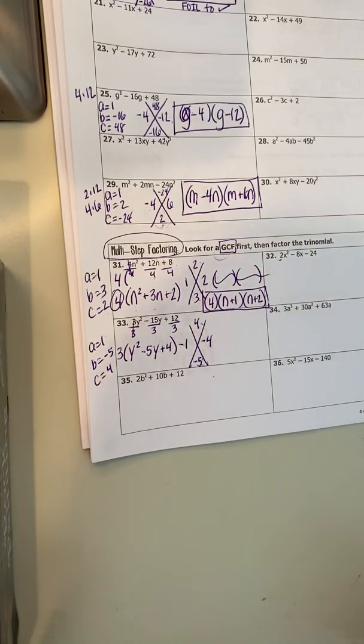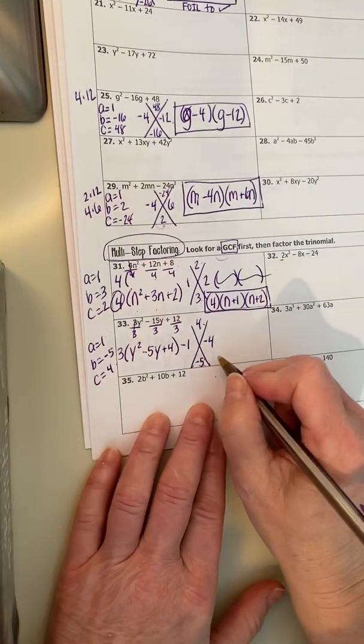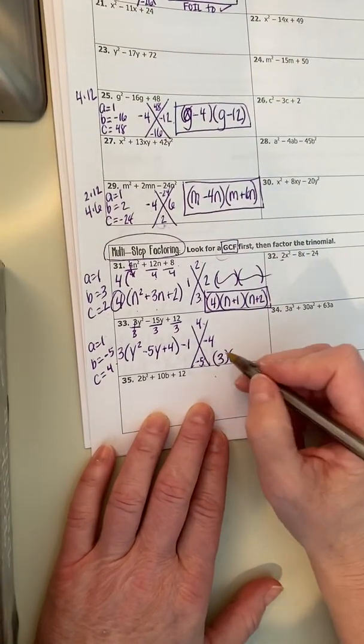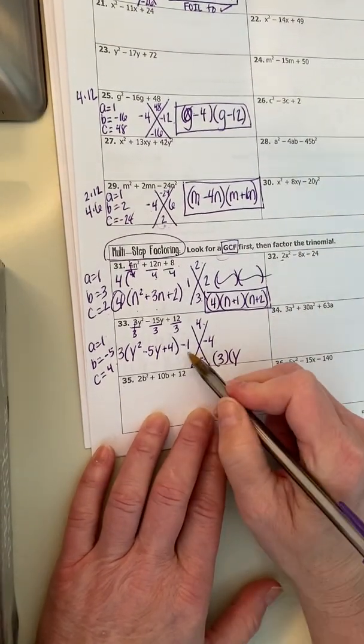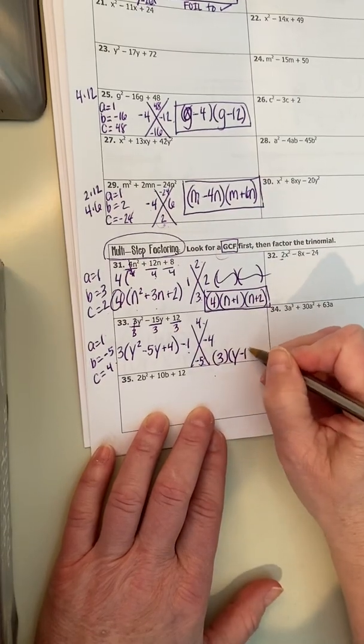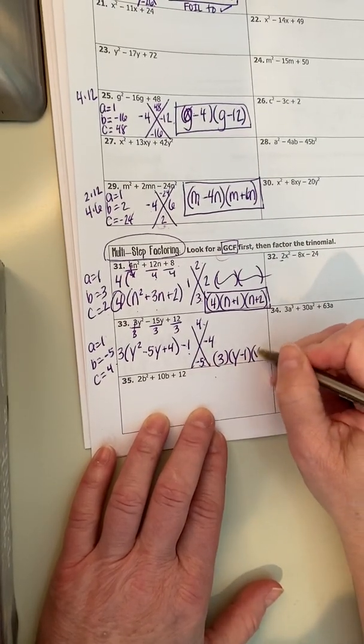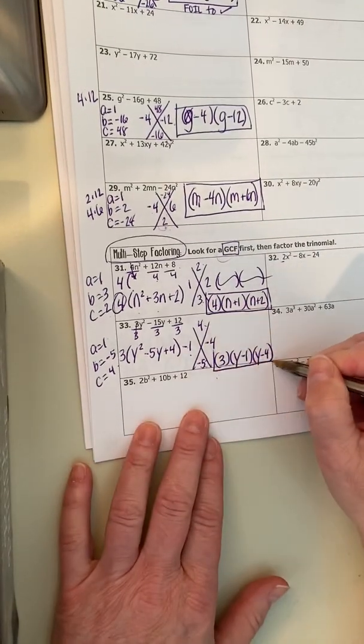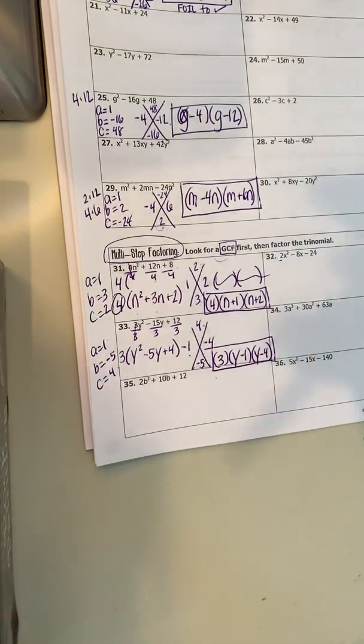Finally, to write the answer, don't forget about the 3 as a factor. And then you finish it by writing y minus 1 and then y minus 4. All right, and then that would be completely factored. That's the end of page 8.